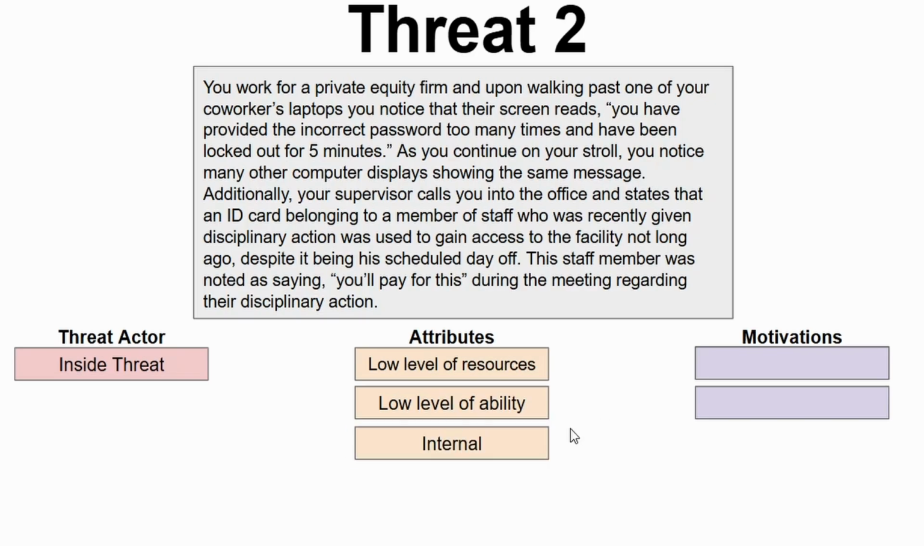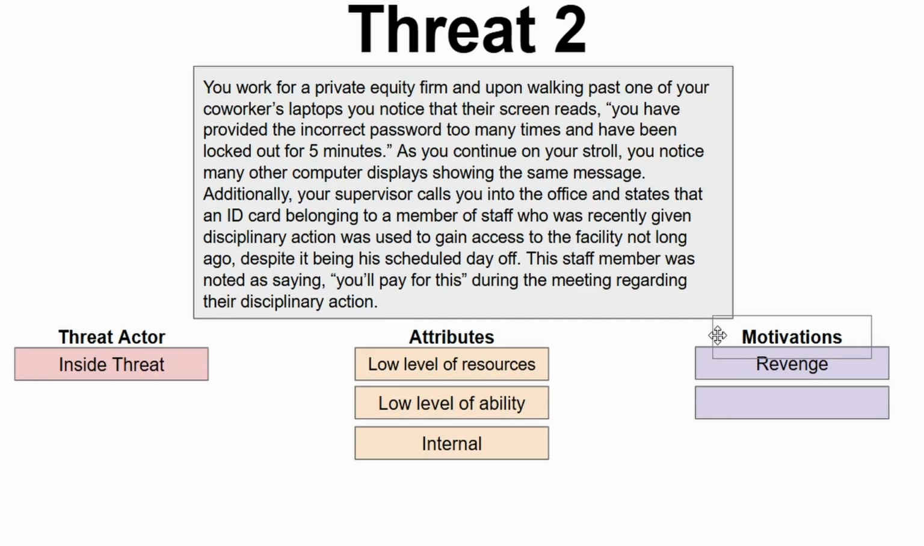Okay. And the last attribute is it is coming from internal. It is an internal threat. It is not a threat from the outside. It is someone inside our organization who works for our organization who is attempting to do something malicious. So their motivations, they were recently given disciplinary action. So revenge is a reasonable motivation to assume here.